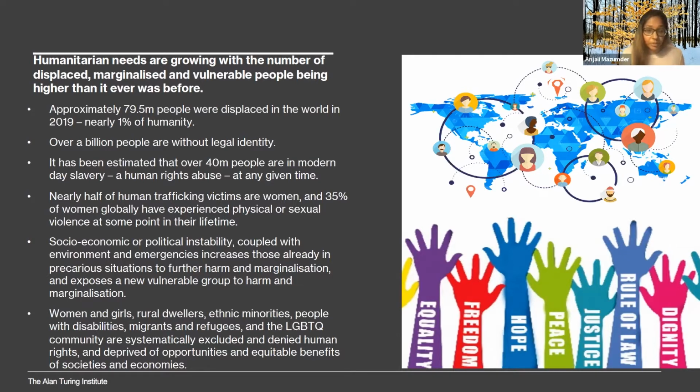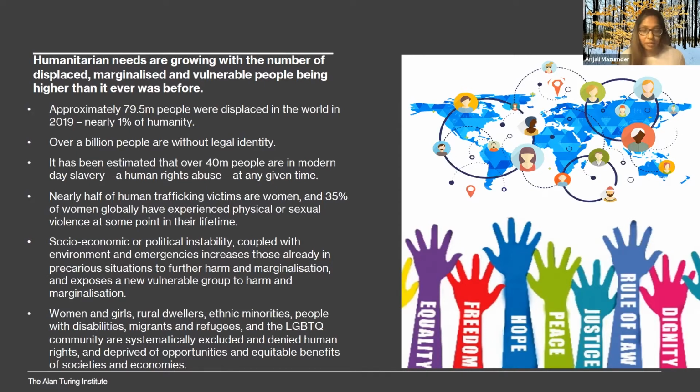If we take a broader look at the state of the world, we're seeing a growing need, with the number of displaced, marginalized, and vulnerable people being higher than it ever was before. Nearly 1% of humanity is estimated to be displaced, leaving over a billion people without legal identity. And it's been estimated that over 40 million people are in modern day slavery. Some of these estimates are probably underestimates, as these are often very hidden populations and difficult to estimate.